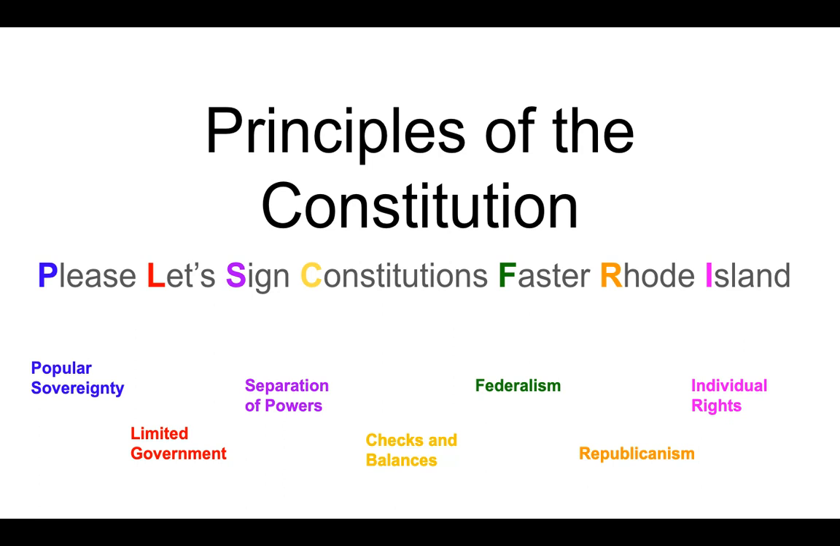P stands for popular sovereignty, L is for limited government, S for separation of powers, C is for checks and balances, F is for federalism, R is republicanism, and I is individual rights.